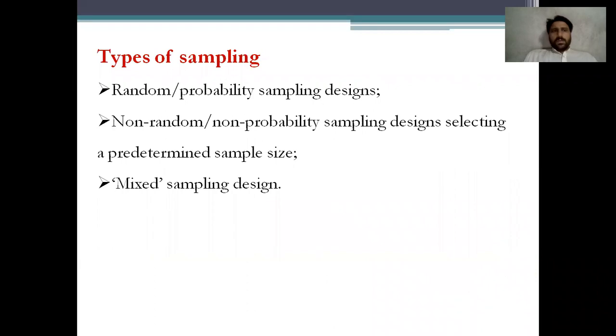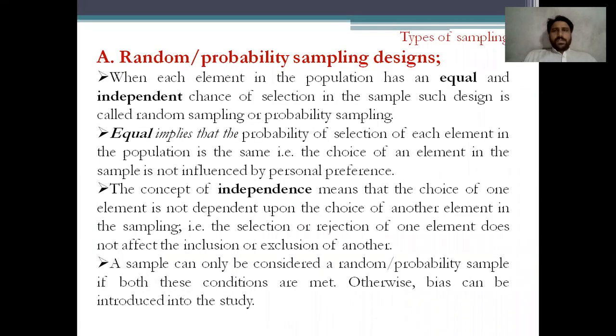We discussed that there are mainly three types of sampling: random or probability sampling designs, non-random or non-probability sampling designs, and mixed sampling designs. Today we will be talking about the random or probability sampling designs. When each element in the population has an equal and independent chance of selection in the sample, such a design is called random sampling or probability sampling.